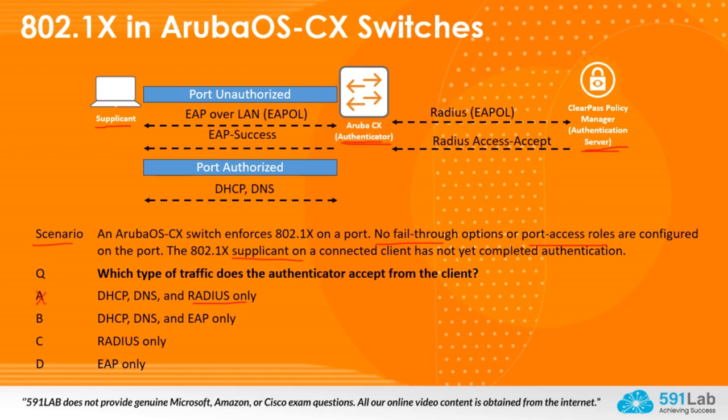Answer B, DHCP, DNS and EAP only. EAP yes, but not the DHCP and DNS. So answer B is wrong. Answer C, Radius only. No, the supplicant doesn't send Radius messages. Radius messages are exchanged only between the authenticator and the authentication server. So answer C is wrong.